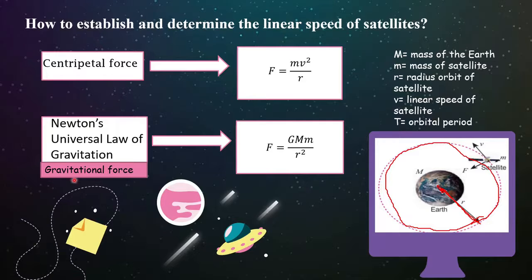And the second is Newton's universal law of gravitation, which is also known as gravitational force. It is F equal to GMm divided by r squared. G is the gravitational constant, capital M is the mass of the Earth, small letter m is the mass of the satellite, and r is the radius of the orbit of the satellite.